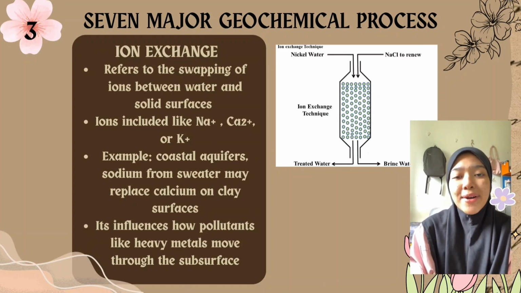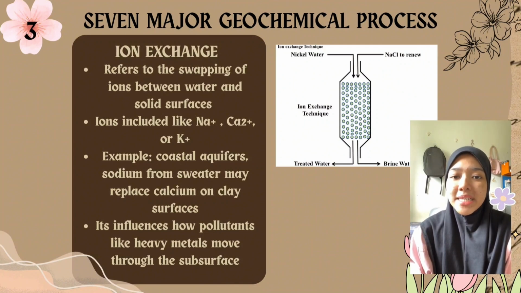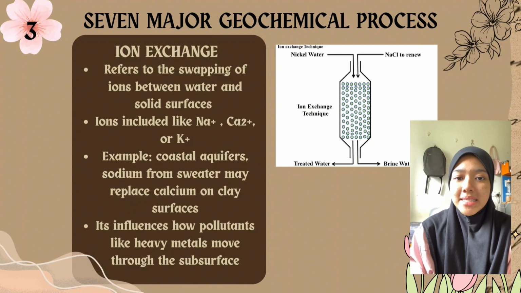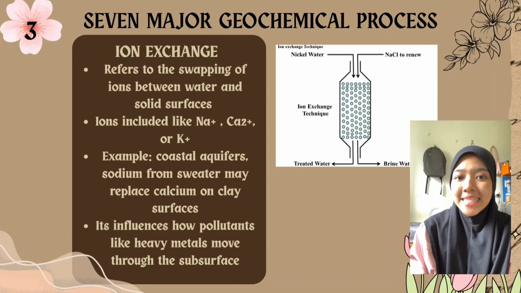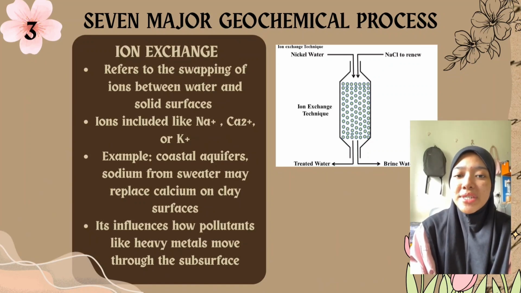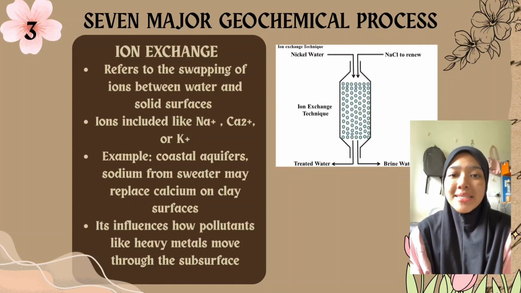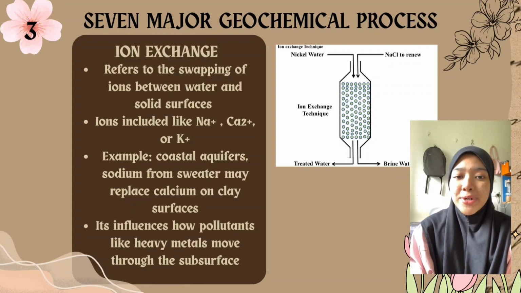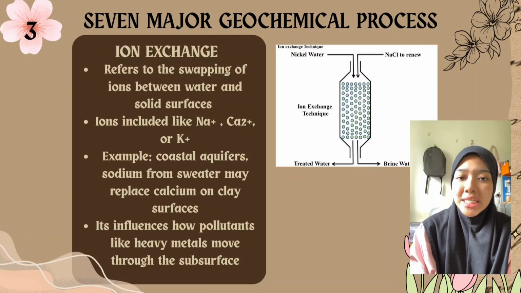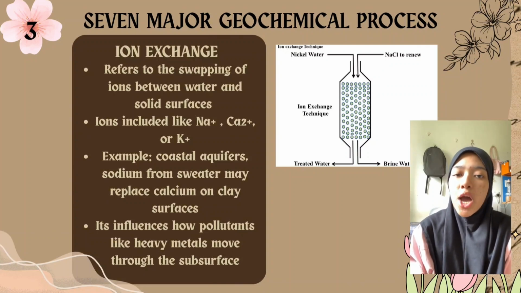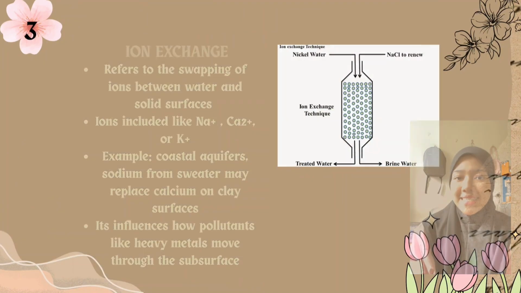For example, in coastal aquifers, sodium from seawater may replace calcium on clay surfaces, leading to a shift in water hardness and increased salinity. This process has a major implication for agricultural water use, soil chemistry, and water softening technologies. It also plays a role in the natural buffering of pH and helps regulate nutrient availability in soils. Ion exchange is especially important in groundwater remediation and contamination transport studies, where it influences how pollutants like heavy metals move through the subsurface.